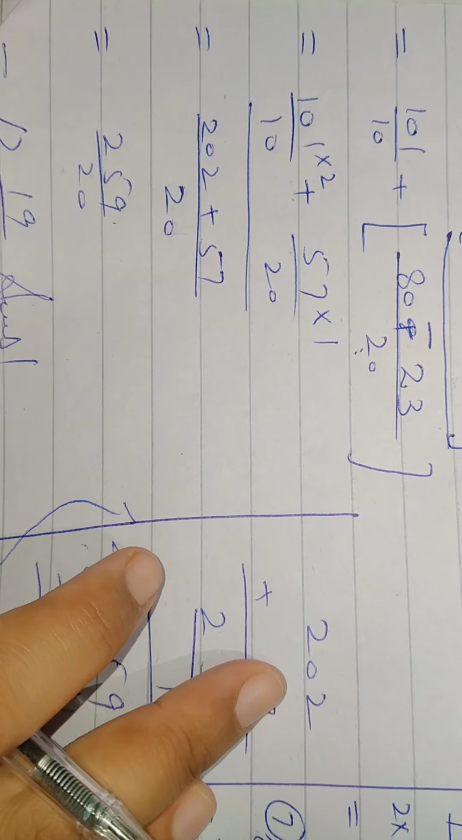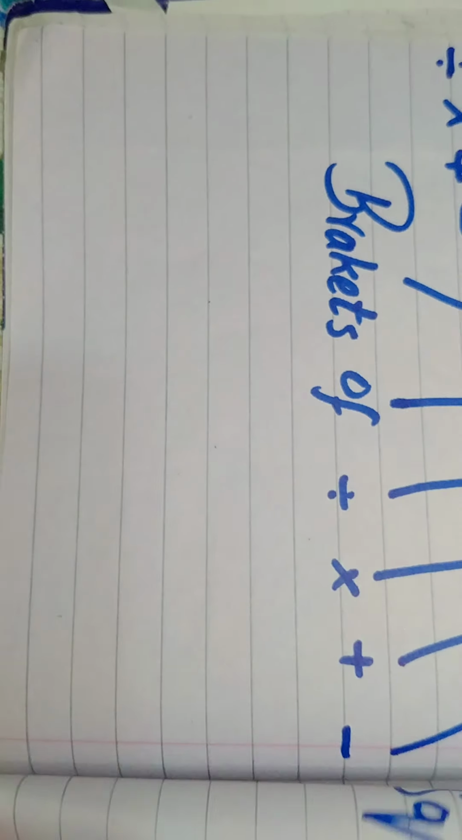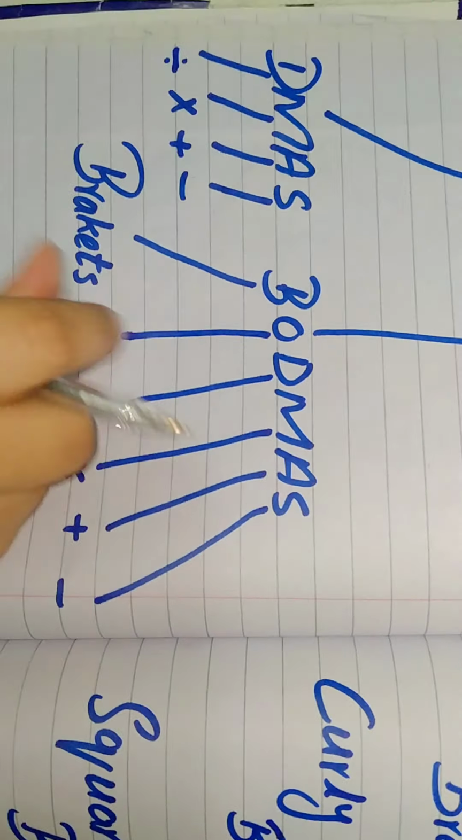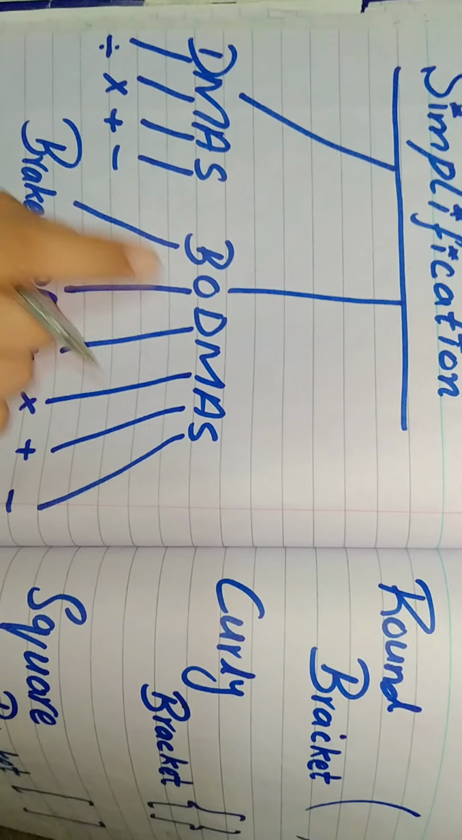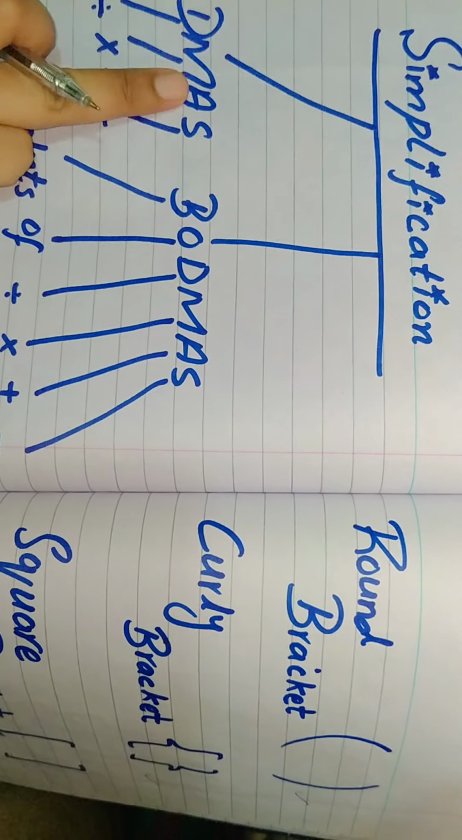So this is the BODMAS rule. Always remember, whenever brackets are given in the question, we have to follow the BODMAS rule, and whenever brackets are not given in the question, we have to follow the DMAS rule.